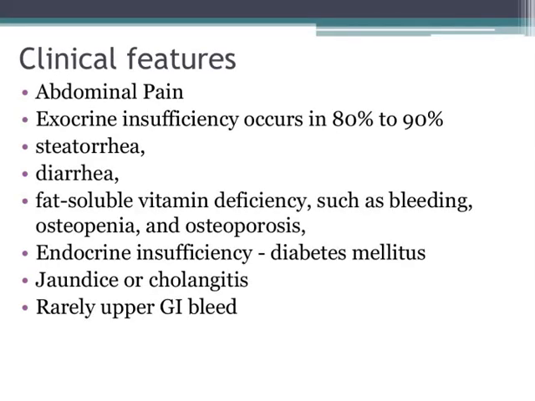Clinical features: abdominal pain, exocrine insufficiency, steatorrhea, diarrhea, fat-soluble vitamin deficiency, such as bleeding, osteopenia, and osteoporosis. Endocrine insufficiency leads to diabetes mellitus, jaundice or cholangitis, rarely upper GI bleeding.